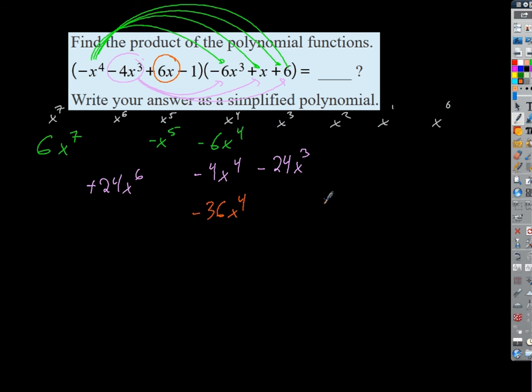6x times x is going to be 6x squared, so I'm going to scoot over to the x squared column. 6x times 6 is 36x, right? And then finally, what's another column we can do here? I guess we'll do yellow. If we distribute the negative 1 through that polynomial, this changes the signs. So I'm going to get a positive 6x cubed, a minus x, and a minus 6.